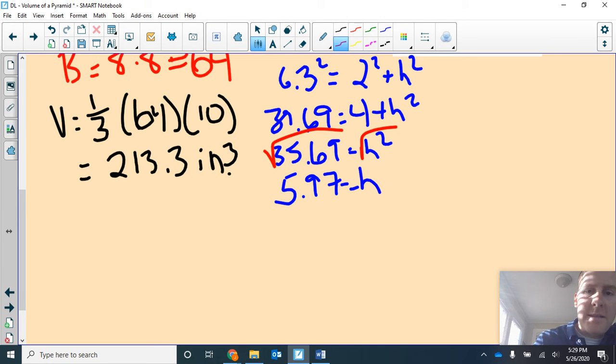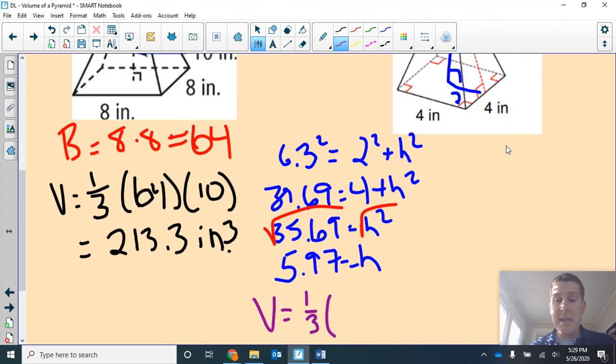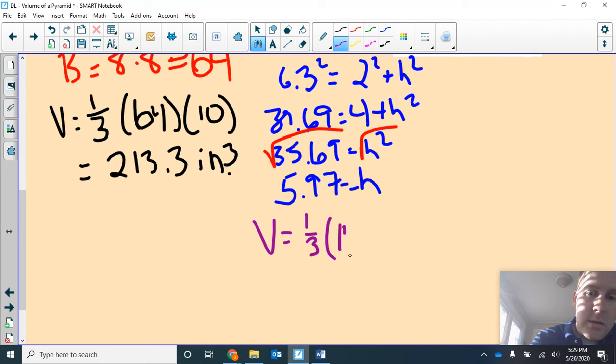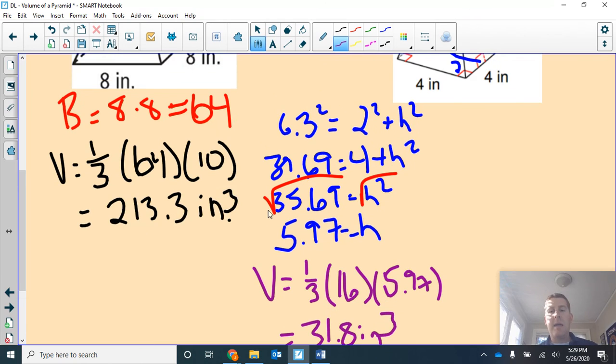our volume has to be 1/3 times the area of the base times the height. Since the sides of our base are both 4, it'd be 4 times 4 for the area of the base, which is 16. So it'd be 16 times 5.97. And that would give you a volume, like I said, 31.8 inches cubed.